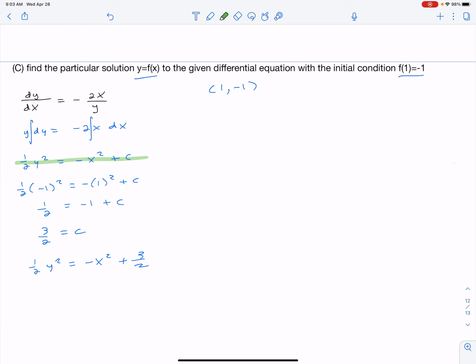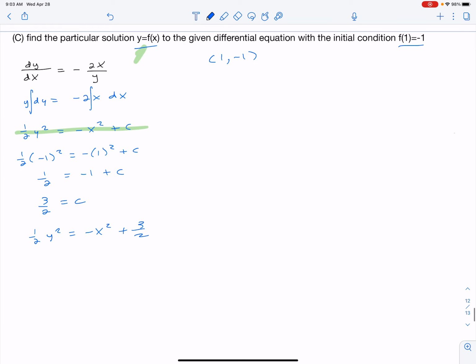Okay, now they do want it to be of the form y equals f of x, so we got to solve this for y. And this is going to be important on this one. So let's multiply both sides by 2. So I get y squared equals -2x squared plus 3. Then let's take our square root. So we get y equals plus or minus the square root of (-2x squared plus 3).